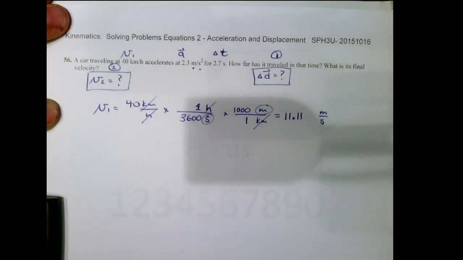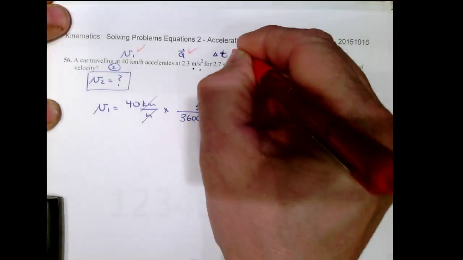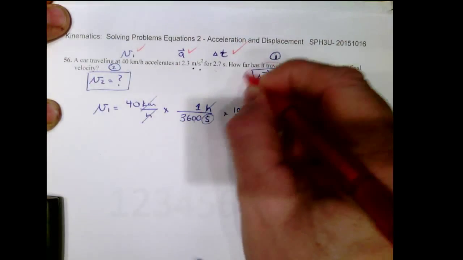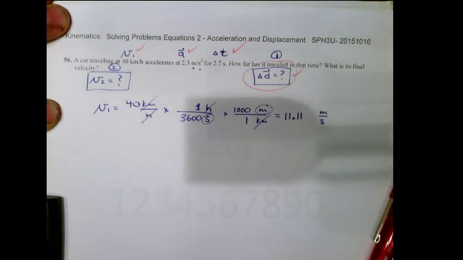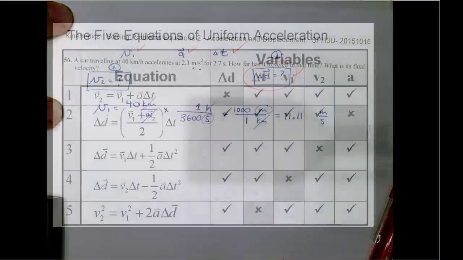So now let's look at the equations we're going to look for. We've got a V1, maybe I'll do that in red. We've got an A, we've got a delta t, and we're looking for a delta d. So I'm going to flip to another screen. It's kind of cool software. My son was showing me this.